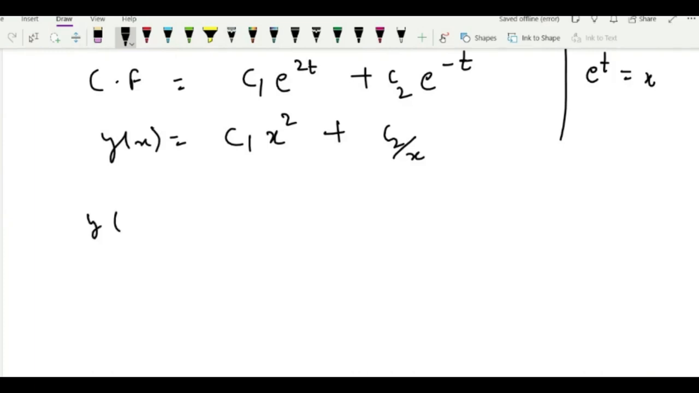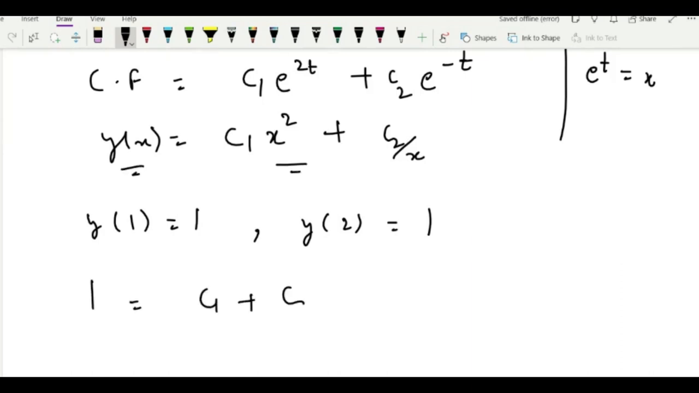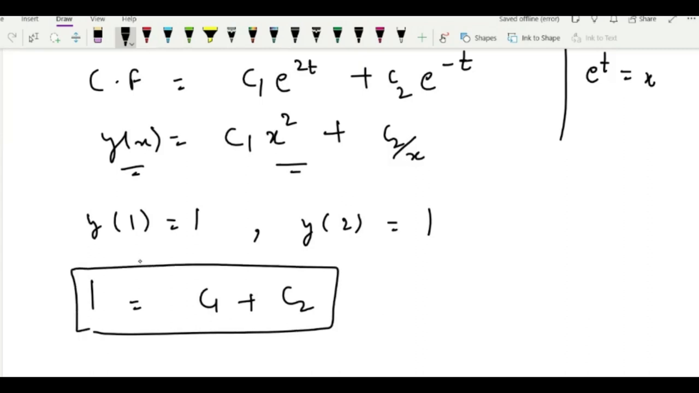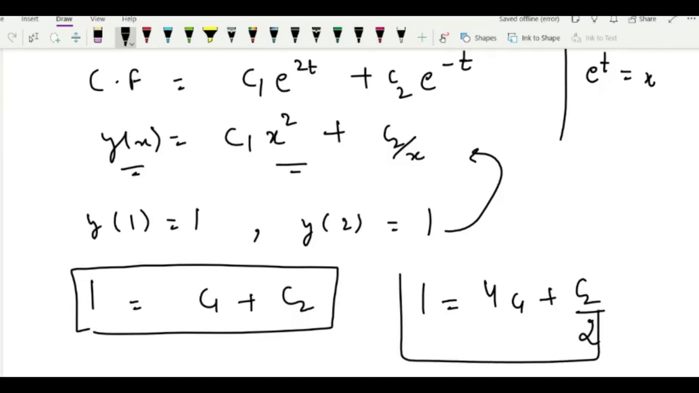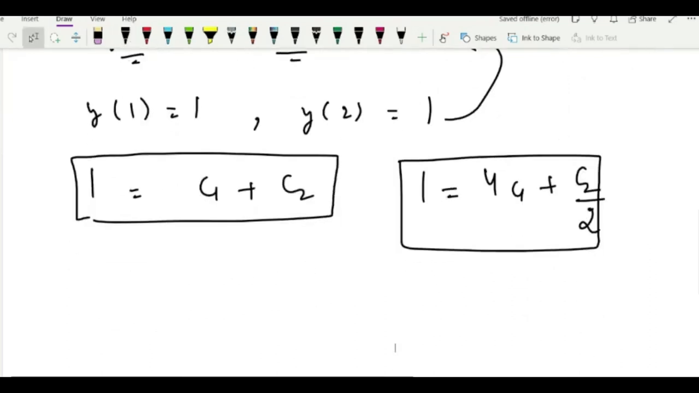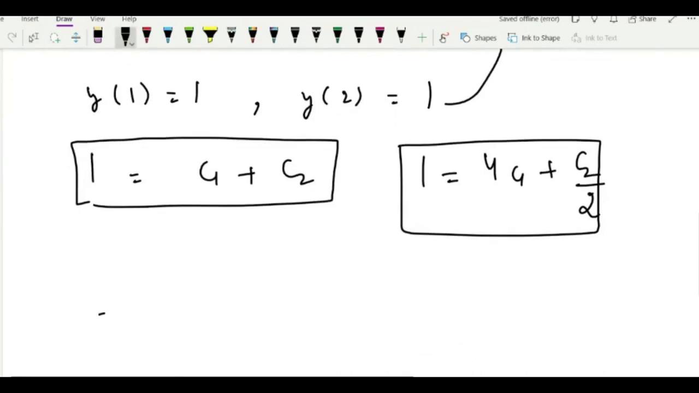Now we have been given two conditions, y(1) = 1 and y(2) = 1. Substituting this, we get y(1) = 1. Here x is equal to 1, so we get C1 plus C2 is equal to 1. Also, after substituting y(2) = 1, we get 4C1 plus C2 upon 2. So solving these two equations, two equations in two constants, we can solve it easily and we get the values of C1 and C2.